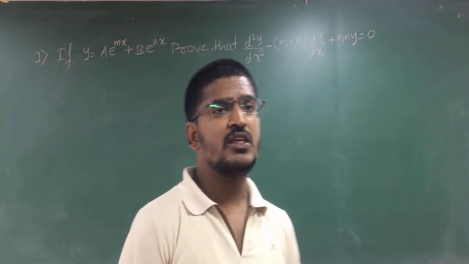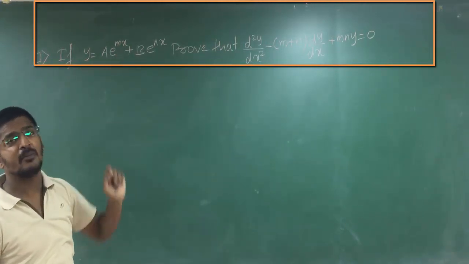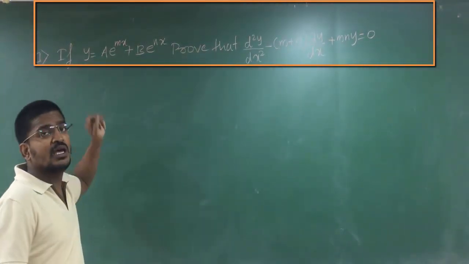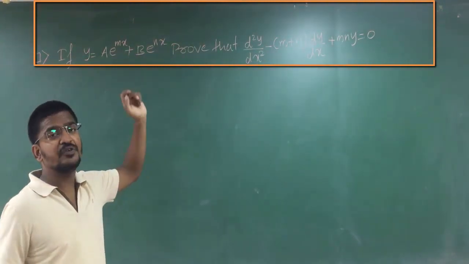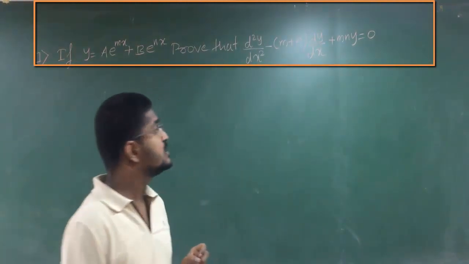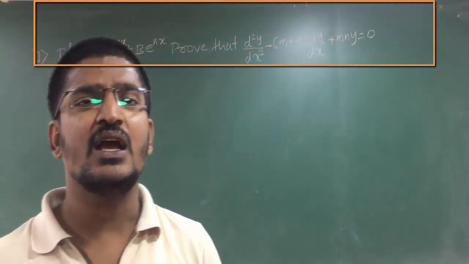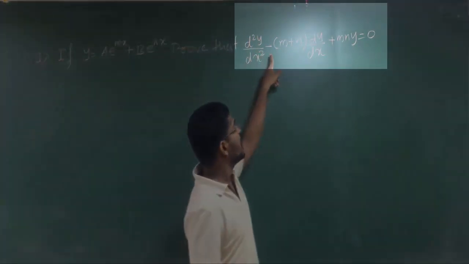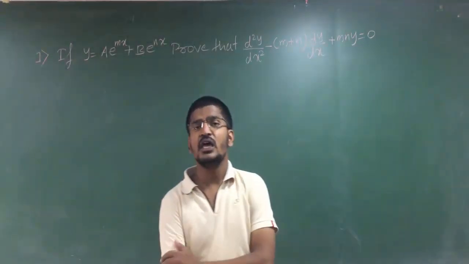Clear? So here the first problem is, if y equal to a into e to the power of mx plus b into e to the power of nx, you have to prove that d square y by dx square minus m plus n into dy by dx plus m n y equal to 0.